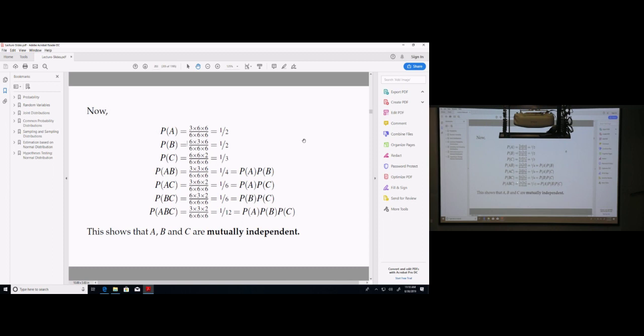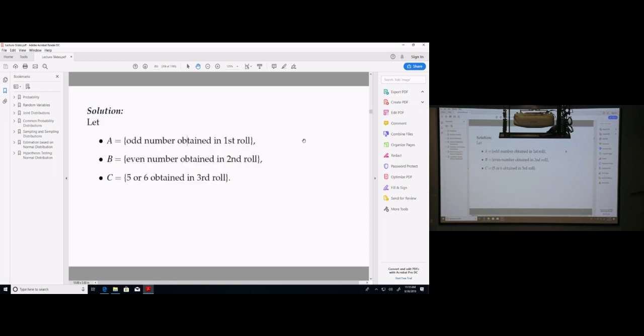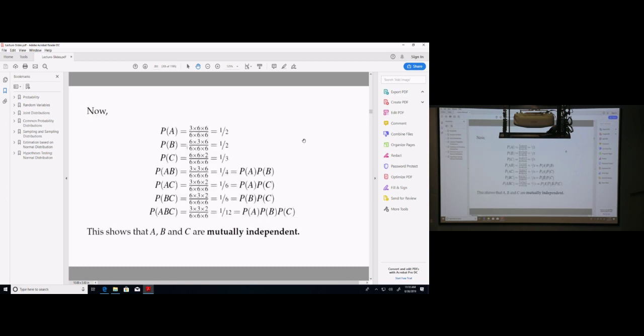So I want an odd, I want an even, and then what is C? And then I want a 5 or 6 in my third. So I only have this, 3, 3, 2. So as a result, this is 1/12. And so it turned out to be equal to the product of all of these. So they are mutually independent. So I've verified all the possibilities.